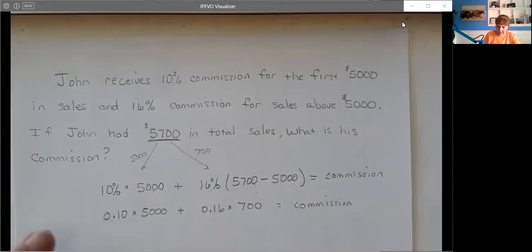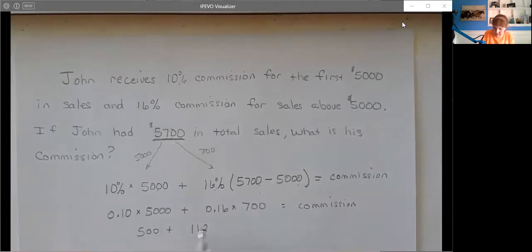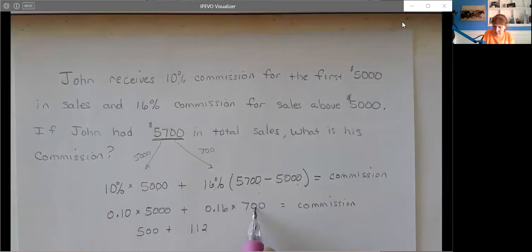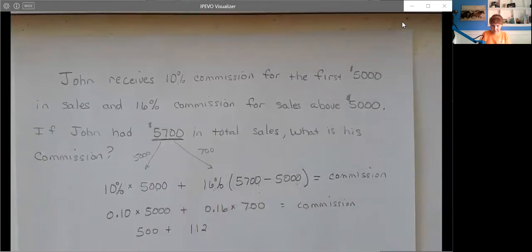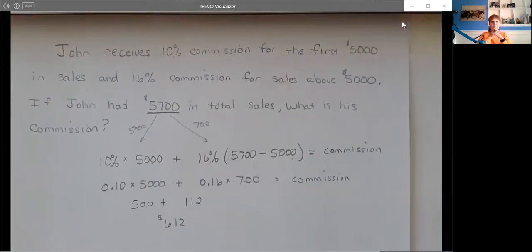And so you come up with 500 plus, oh, let's see, 0.16 times 700, $112, but he earned more commission on that 700 for a total of $612 in commission.